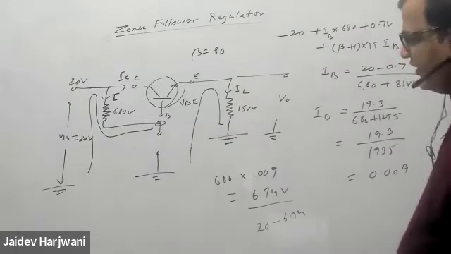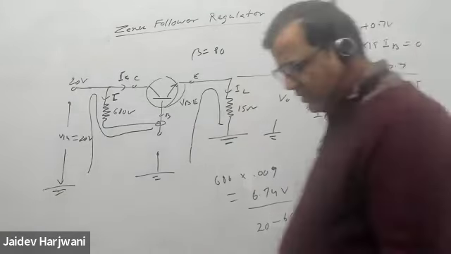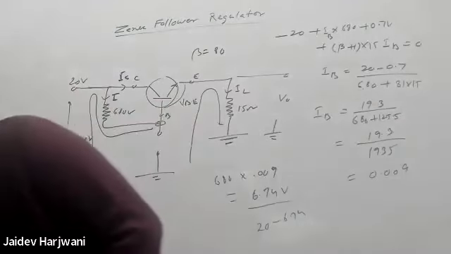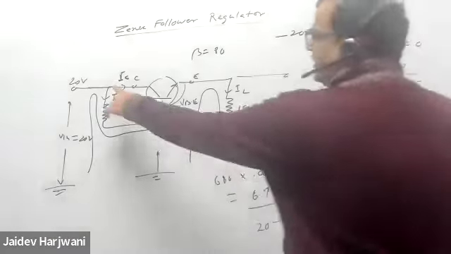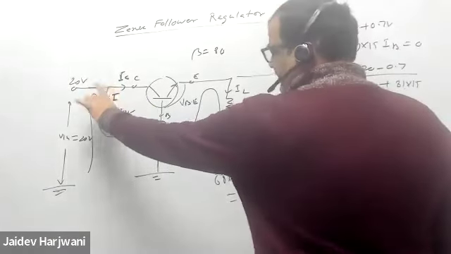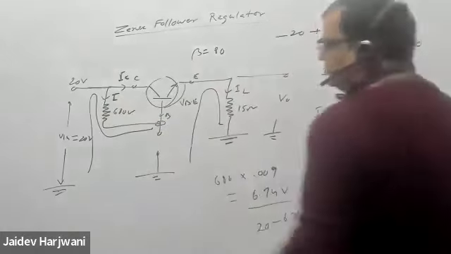Other students, please also find out whether the Zener is on or not. For that, you find this voltage and drop this one. 20 minus this will come to this.